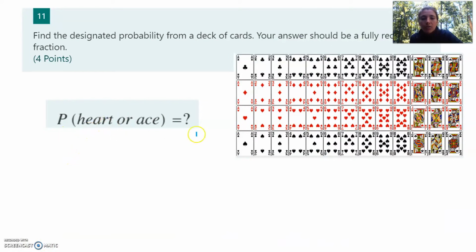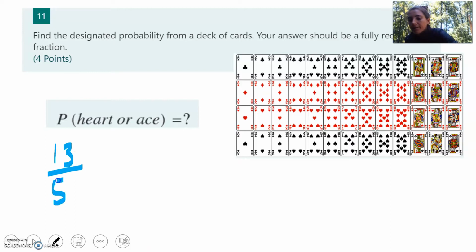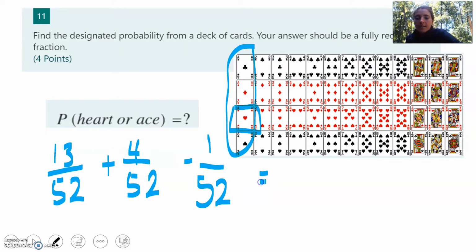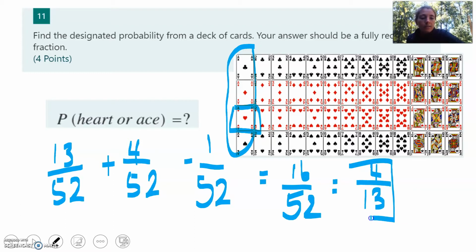All right, heart or ace. Looking at the diagram, there are 13 out of 52 hearts. Then the aces, that is 4 out of 52. Now, what do you notice here? There's 1 in the overlap, so minus 1 out of 52 for that ace of hearts. So that gives us 16 out of 52, which reduces to 4 over 13. And we're good to go.